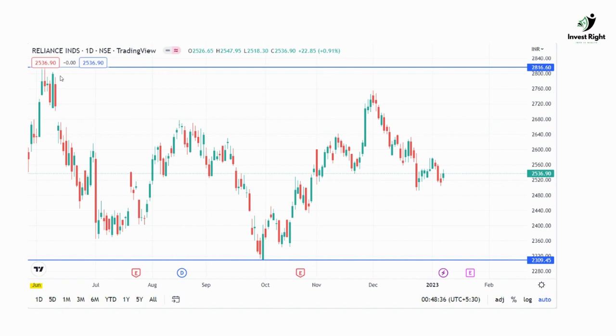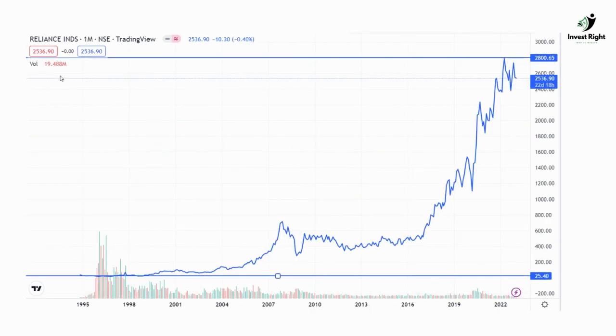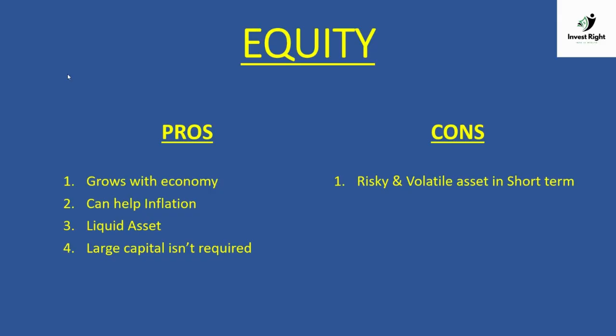But the same Reliance, if you see in the long term, is on a continuous uptrend. Until date, it has generated a return of over 100x. Now, this is excluding the dividends which Reliance Industries has distributed. So that's why in the short term, it is risky and volatile, but in the long term, it can turn out to be a huge wealth generator.